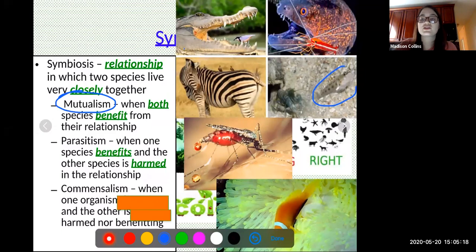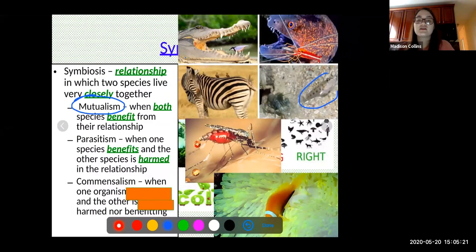With parasitism, we're talking about things like, of course, the mosquito that we mentioned earlier. So the mosquito is a parasite to humans and other organisms because the mosquito is benefiting, but the other organism is harmed. And finally, the last type of symbiosis is known as commensalism. So this is when one organism benefits and the other isn't really affected.